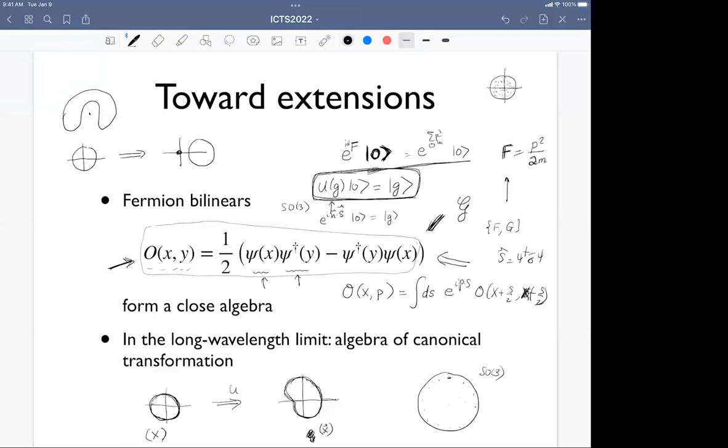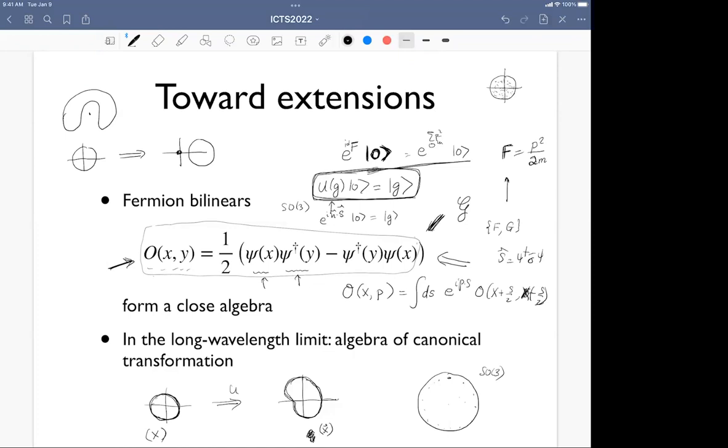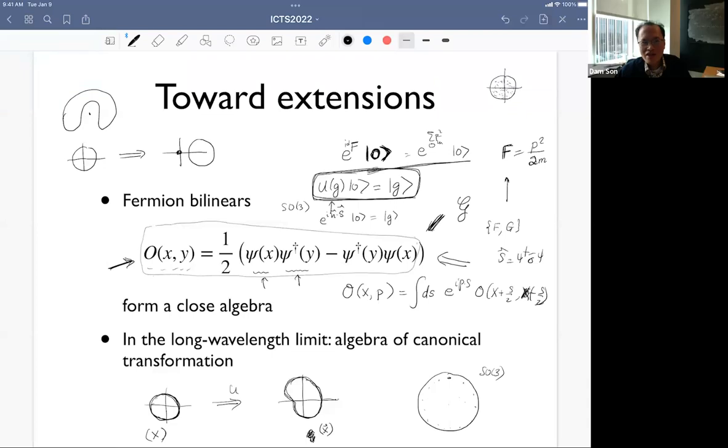It is just a translation. If one turns on an electric field, for example, we can shift the whole Fermi surface. With the electric field, yeah. So you're saying you can remove the origin of. The origin is nothing.